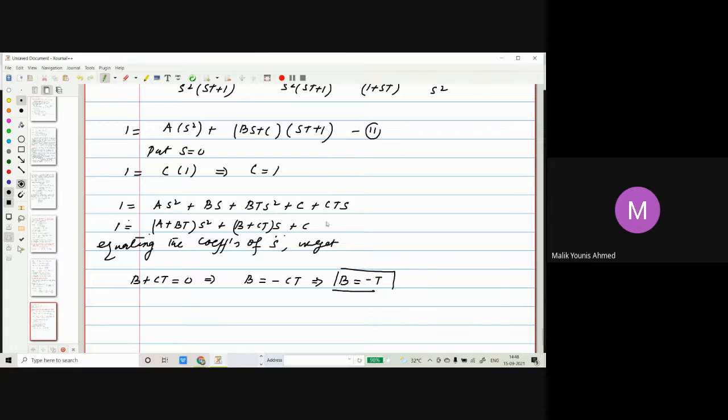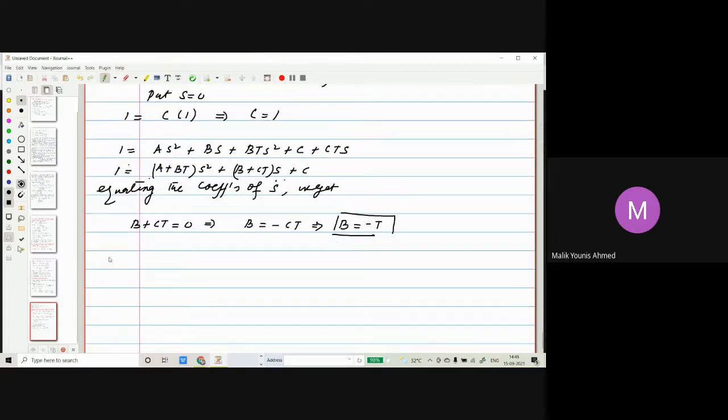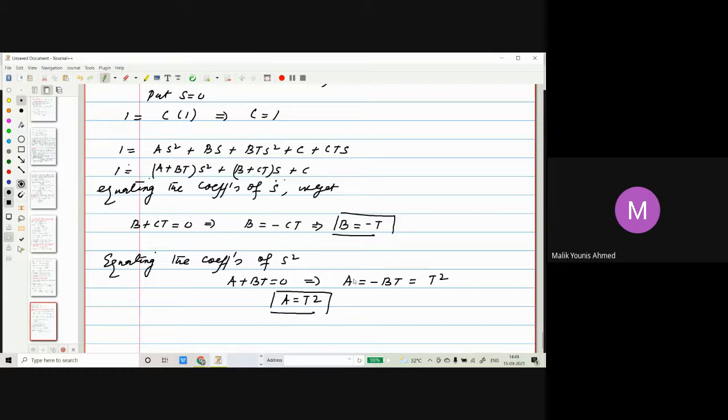Next, equating the coefficients of S square. For S square, what we have is A plus BT equal to 0. So A is minus BT, and B is minus T. So minus T and minus T will be T square. So the A value we have is T square. Okay, we'll continue with this in the next class.